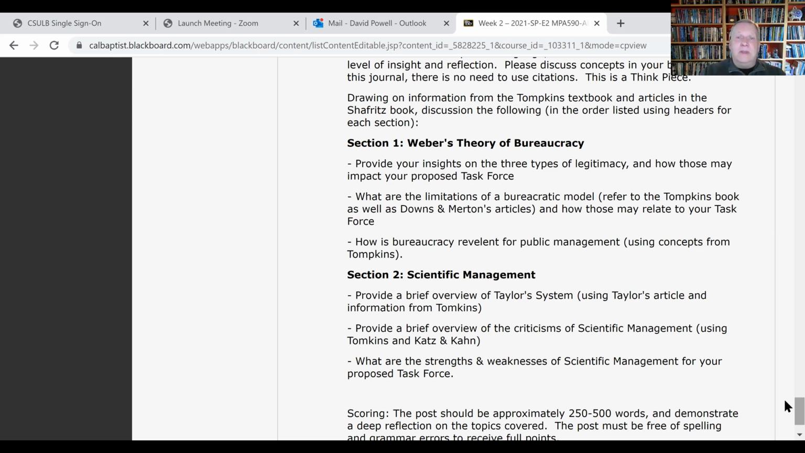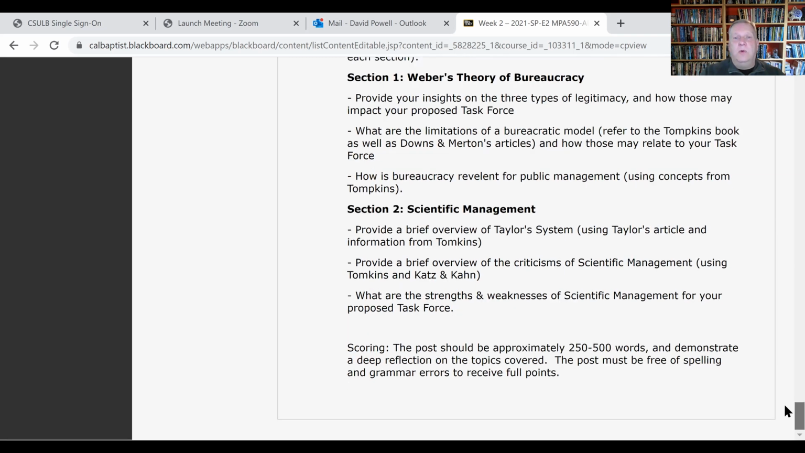Section 2 will be on scientific management. Provide an overview of Taylor's system using Taylor's article and information from Tompkins. Provide a brief overview of the criticisms of scientific management, and then what are the strengths and weaknesses of scientific management for your proposed task force. The post should be approximately 250 to 500 words and demonstrate a deep reflection of the topics covered. The post must be free of spelling and grammatical errors to receive full points.